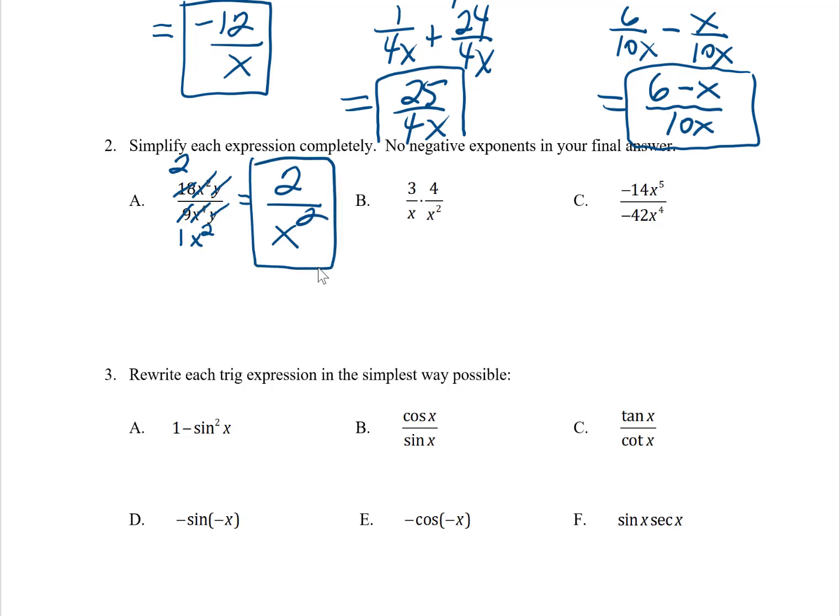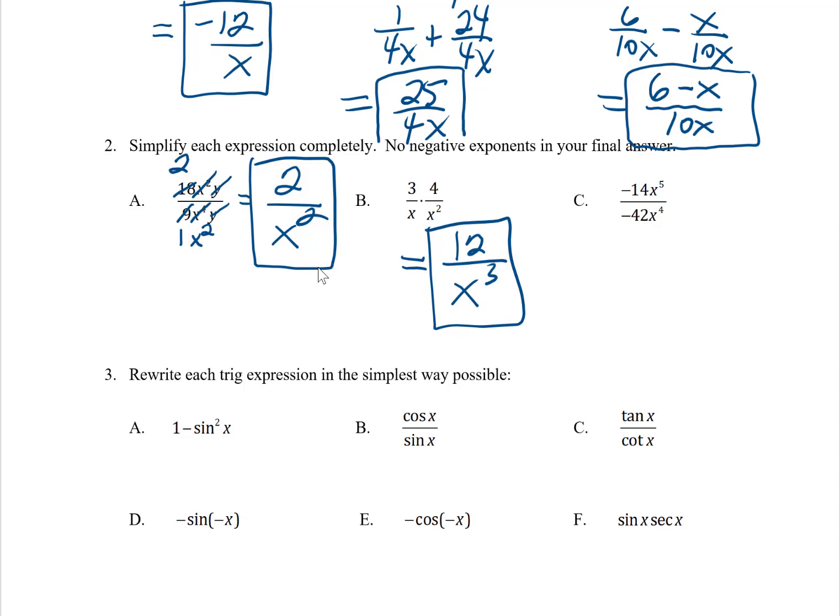Letter B is a fraction multiplication problem. I don't need a common denominator. I should look for cross-canceling opportunities, but I don't have anything. I only have numbers on the top and letters on the bottom, so all I would do is multiply across. 3 times 4 is 12. X times x squared would be x cubed because you'd have 3 in all, so 12 over x cubed.